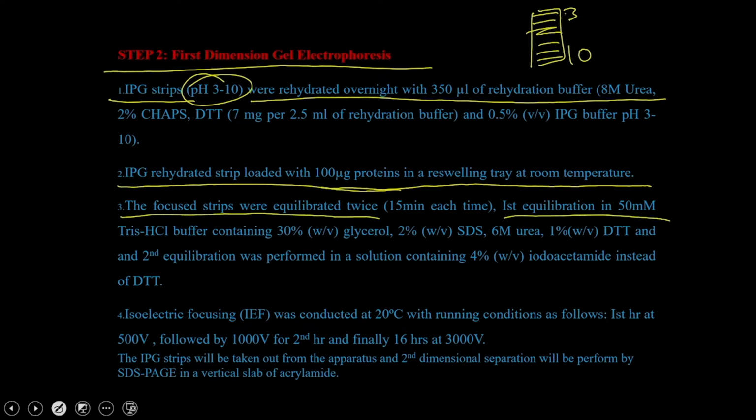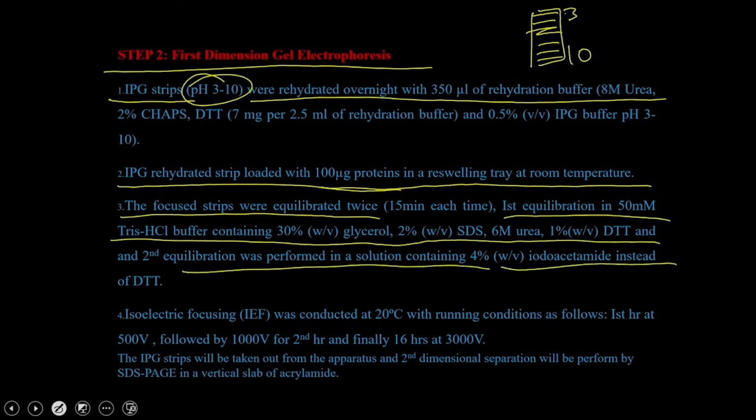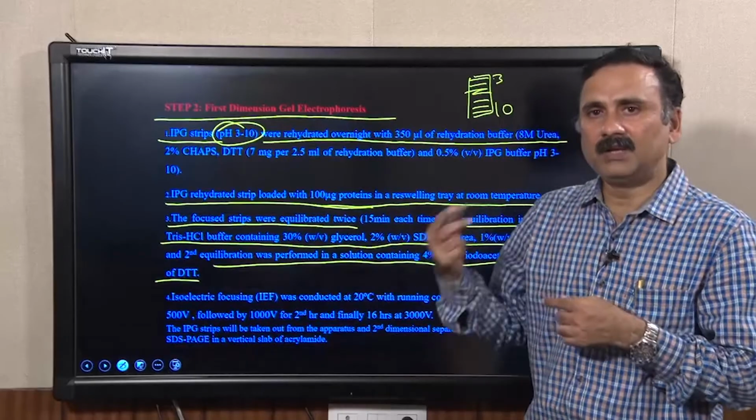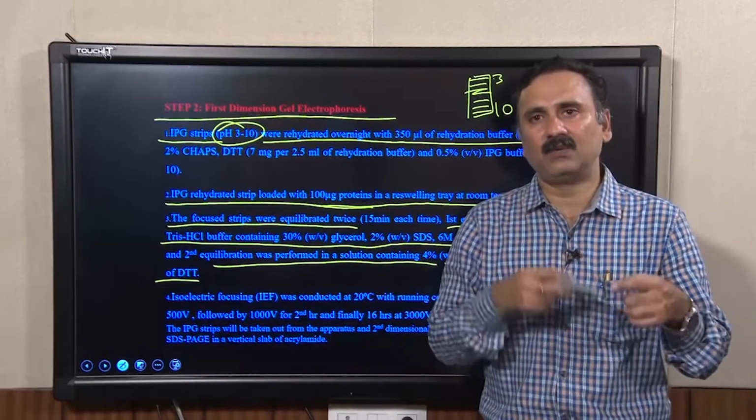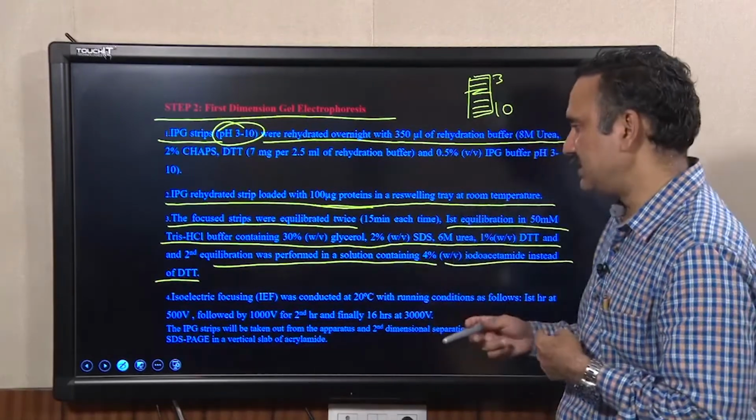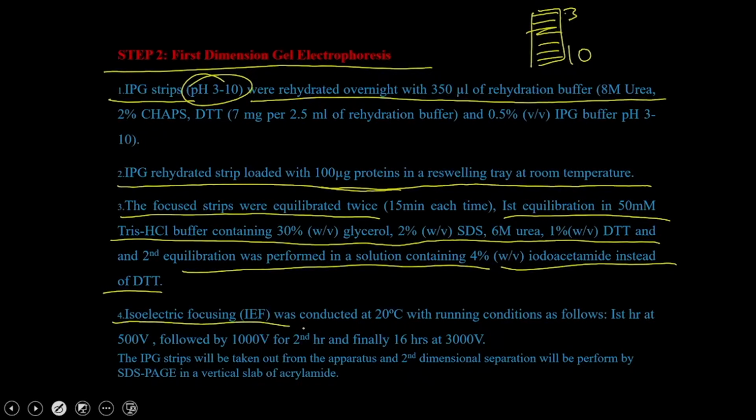First equilibration was in a 50 millimeter tray containing this, and the second was performed in a solution containing 4% iodoacetamide instead of DTT. So, you are going to do two rounds: in one of them you are going to have the DTT, the other one you are going to have the iodoacetamide. Once the isoelectric focusing was conducted at 20 degrees, the running condition was first hour at 500 volts, followed by 1000 volts for 2 hours, and finally 16 hours at 3000 volts.